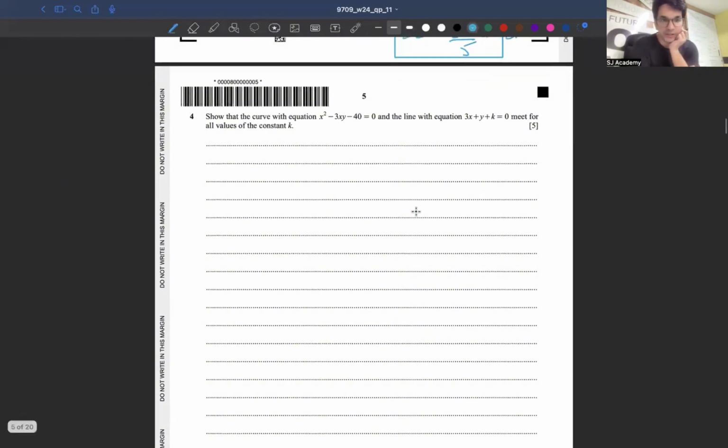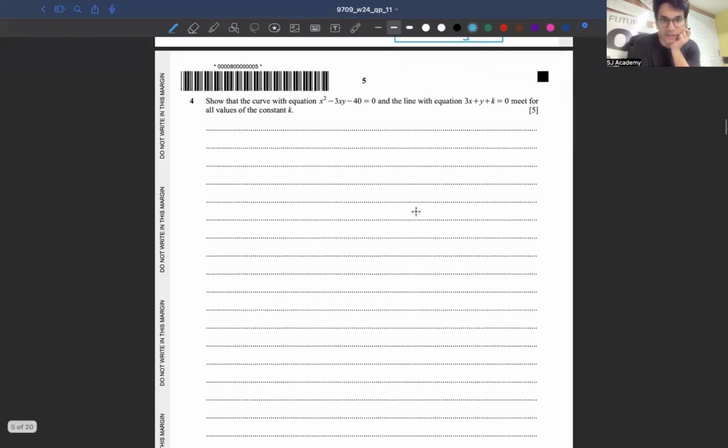In question 4, it says that show that the curve with the equation x squared minus 3xy minus 40 equals to 0 and the line 3x plus y plus k equals 0 meet for all values of the constant k. Now, whenever we have an unknown constant and we have a quadratic equation, we should know that we'll be using the discriminant b squared minus 4ac. So in the first step, what we'll do is we'll make y subject from the equation of the line. So that will become y is equals to minus k minus 3x. And we'll substitute it into this equation.